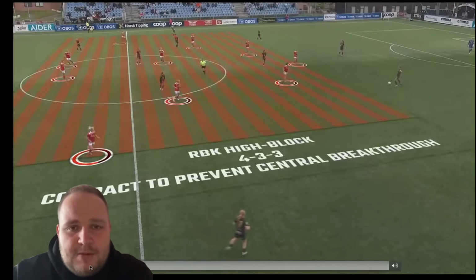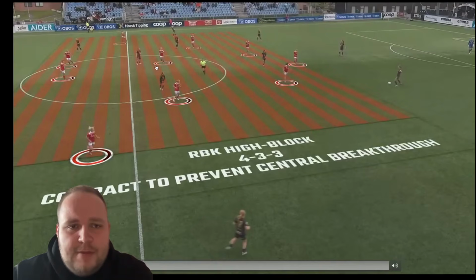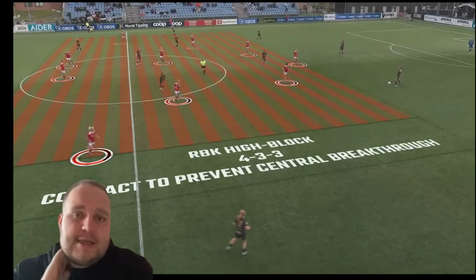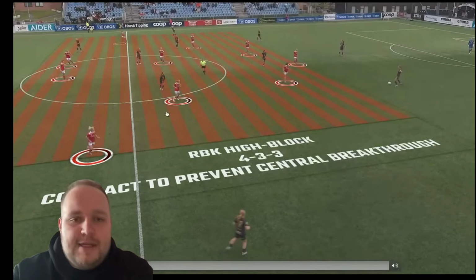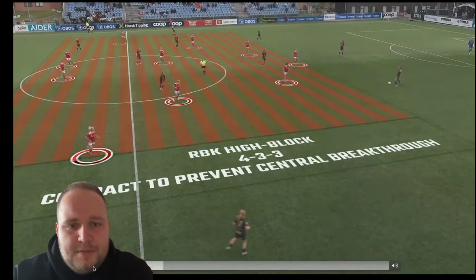We also analysed Rosenborg in a little bit more of a high block open play. Again, 4-3-3. They have that narrow front three here. They have a bit of a wider midfield three, and then their back four. So as we saw, it's similar characteristics throughout all of their phases, and it made it incredibly hard to try and break through into the middle of the field.